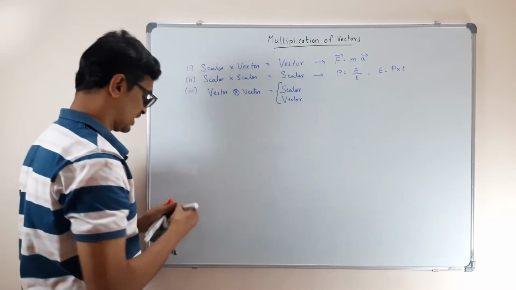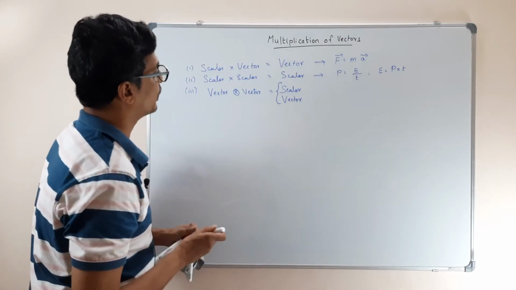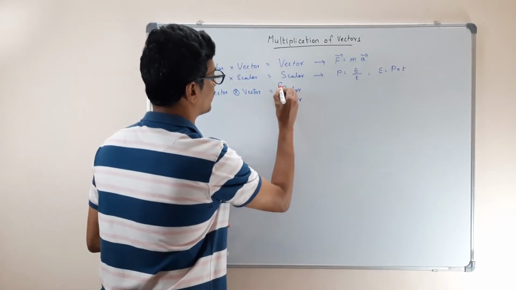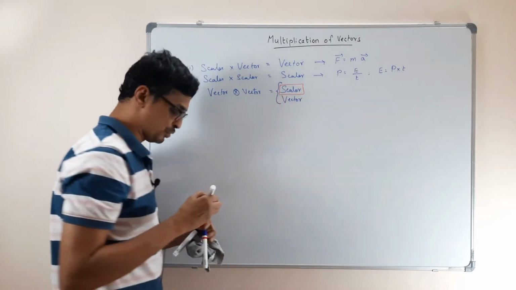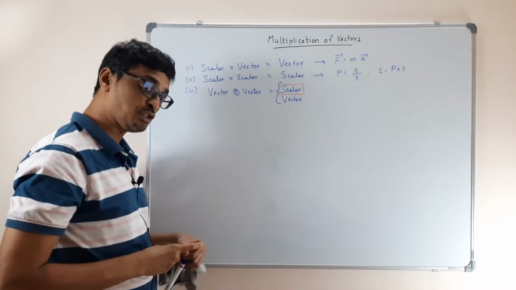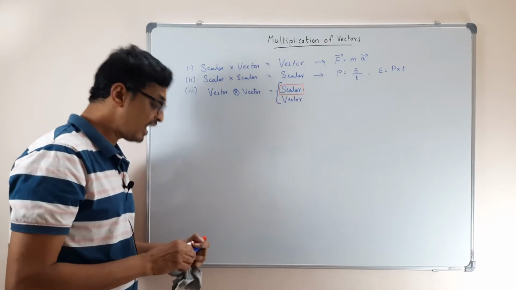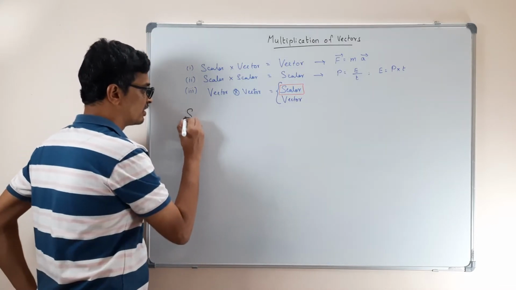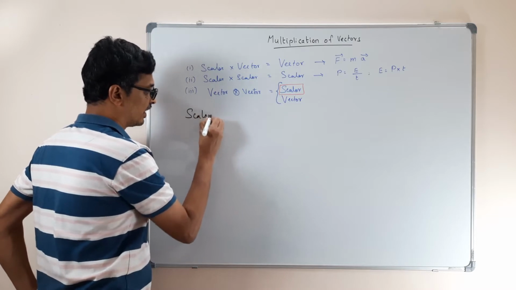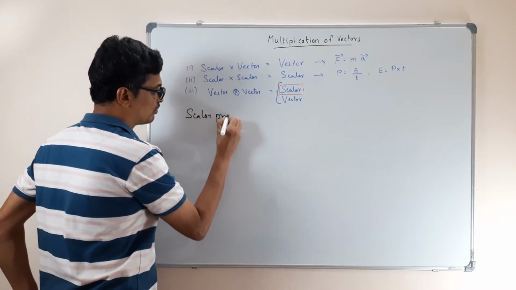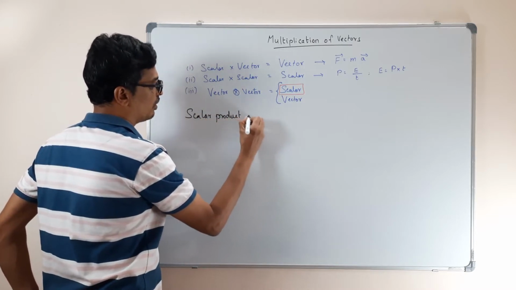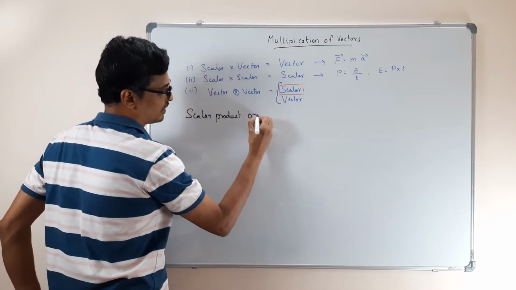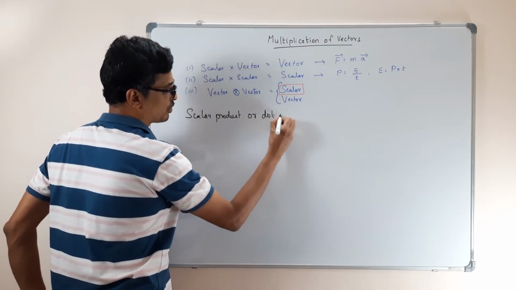So first let us see the scalar one. When you multiply two vectors and it gives rise to a scalar, you call it a scalar product, or what they call a dot product. That's also one way. Dot product.